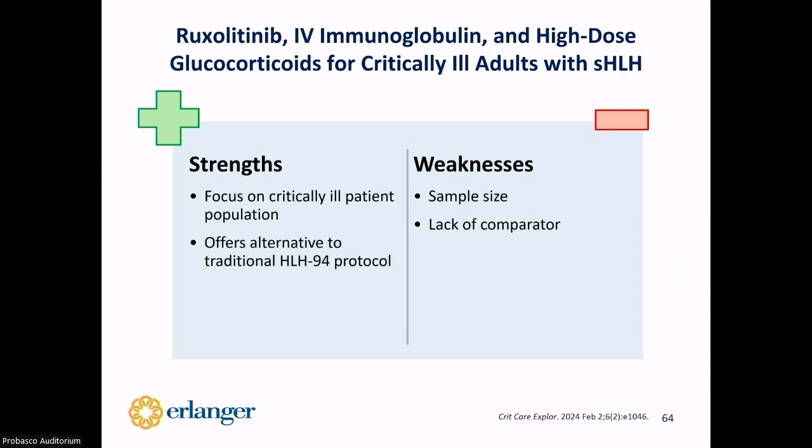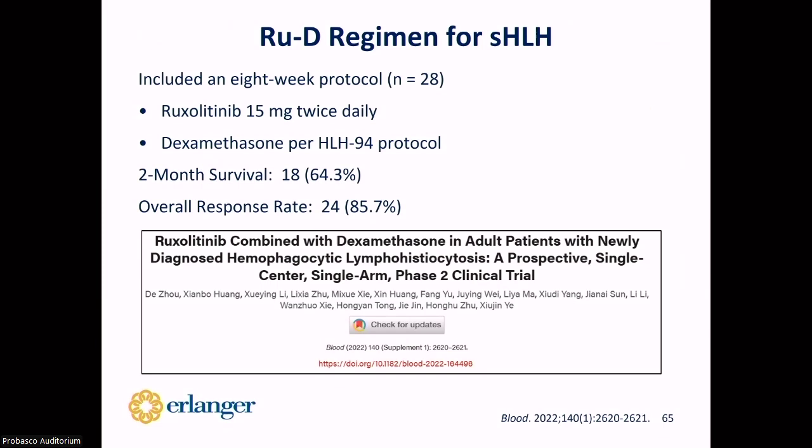However, we have to take in mind the sample size, and there's no comparator. But this is sparking a lot of discussion. There's other things like RuD regimens, so that's ruxolitinib and dexamethasone again. They're proposing 8-week protocols, very similar, combining that dexamethasone and the ruxolitinib. And they saw 2-month survival of 64% and an overall response rate of 85%.